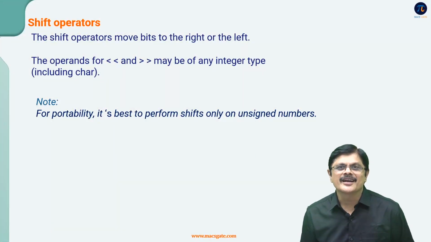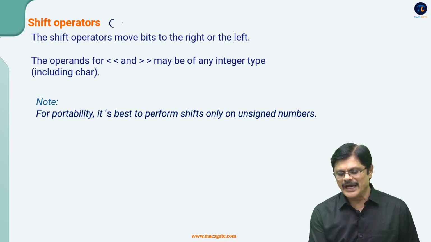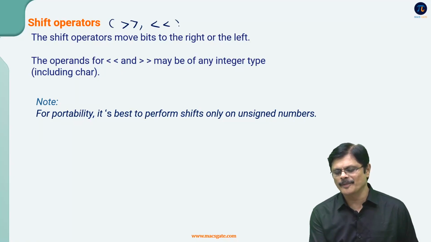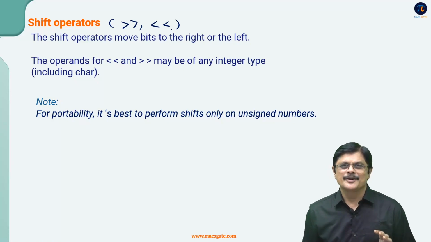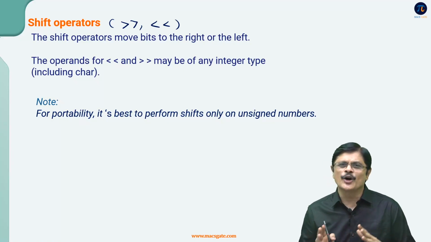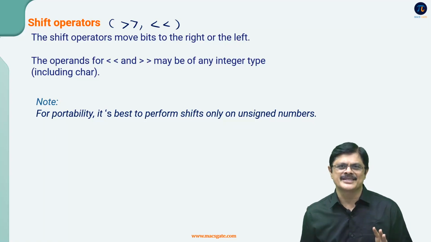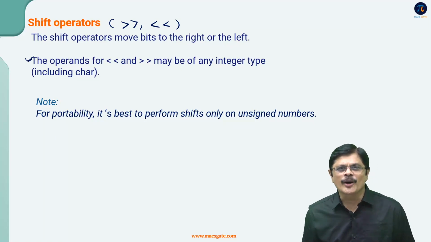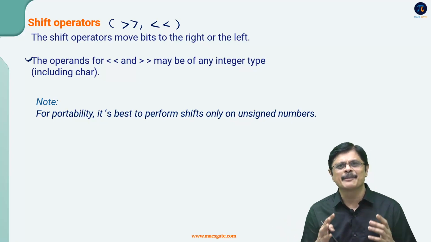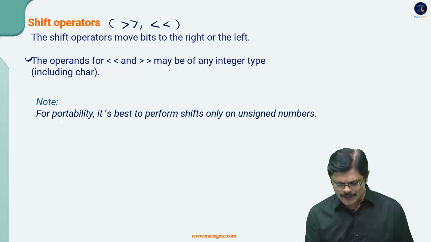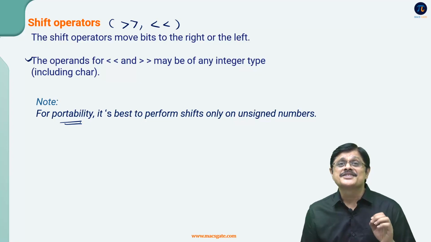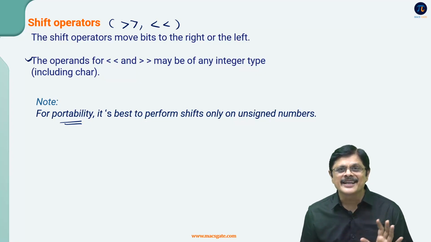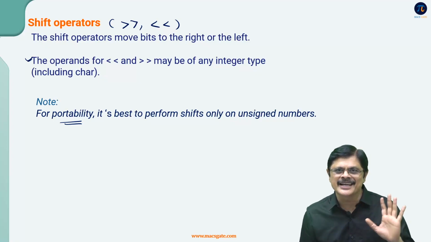The next operators are shift operators. So, we have right shift and left shift operators. See, these operators move bits to the right or left by a specified number of bits. And the operands for these operators may be any integer type; you can even have a character also. But shift operators on signed numbers are implementation dependent. On unsigned numbers, they perform in the same manner on every machine. So, for portability purposes, it is best to perform shift operators on unsigned numbers. So, we are going to perform only on unsigned numbers.